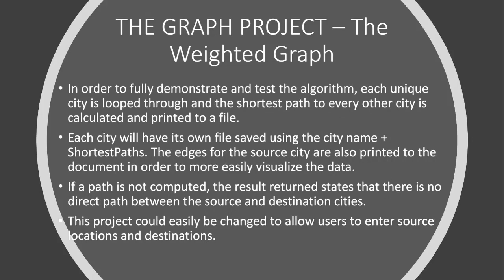In order to fully demonstrate and test the algorithm, each unique city is looped through and the shortest path to every other city is calculated and printed to a file. Each city will have its own file saved using the city name plus shortest path. The edges for the source city are also printed to the document in order to more easily visualize the data.